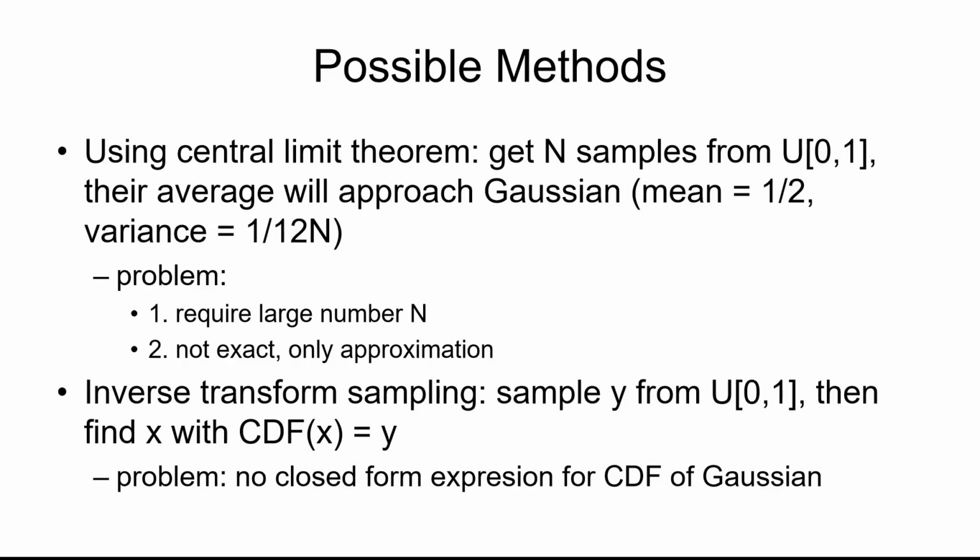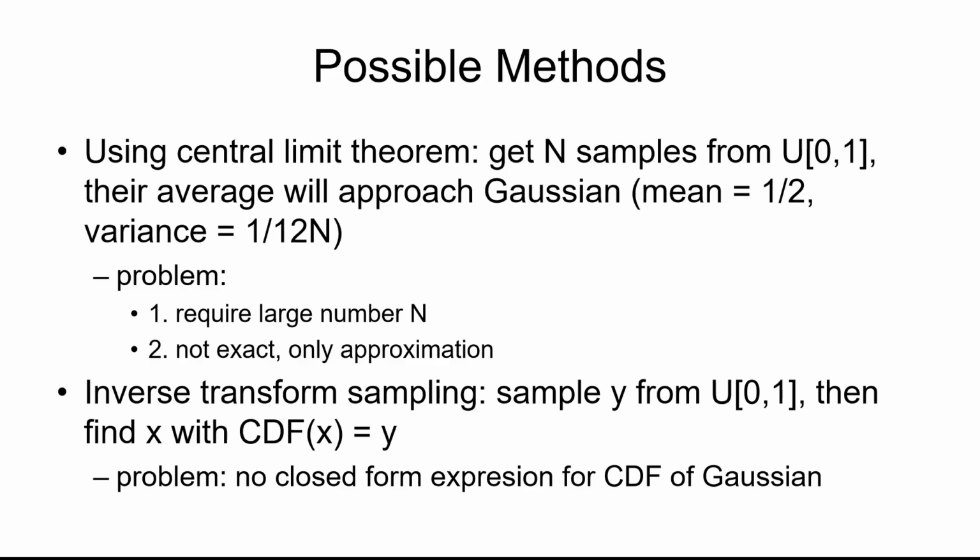But the problem for this approach is that it requires a large number of n, so the computation is very inefficient. For example, if you take n equal to 100, you need to sample 100 data points to get just one single sample in Gaussian. So that's not efficient. And also the second problem for that is that it's not exact.